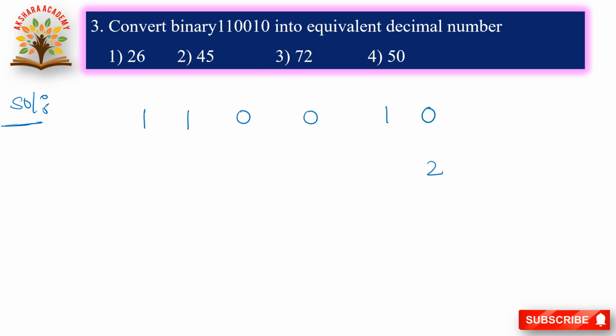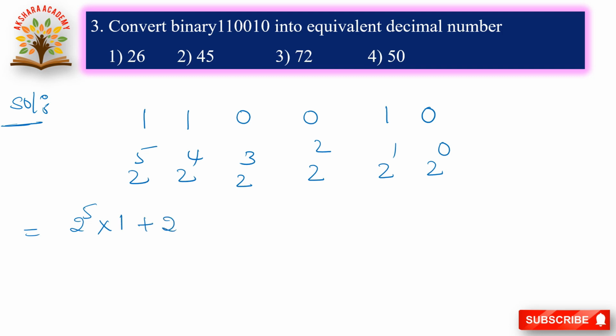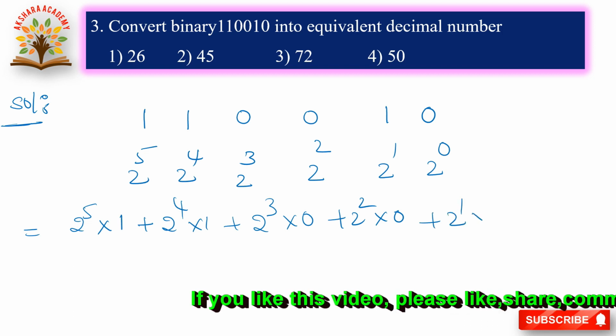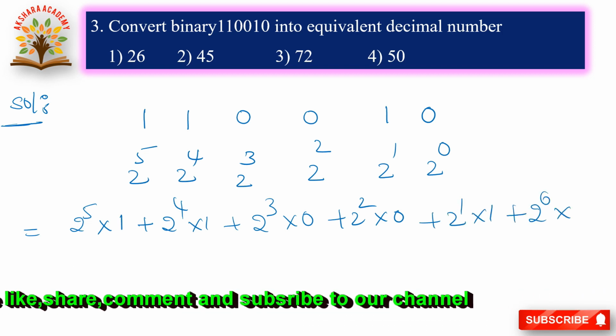So here first we have to write like this: first digit 2 power 0, second digit 2 power 1, and next 2 square, fourth one 2 cube, then 2 power 4 and 2 power 5. After writing like this, we have to multiply each and every one: 2 power 5 into 1, plus 2 power 4 into 1, plus 2 cube into 0, plus 2 square into 0, plus 2 power 1 into 1, plus 2 power 0 into 0.